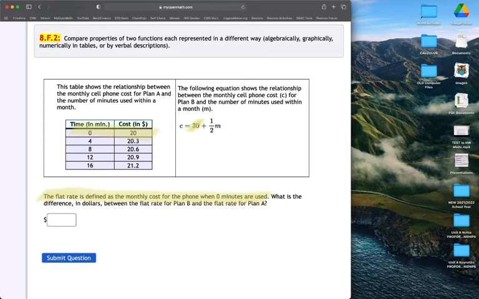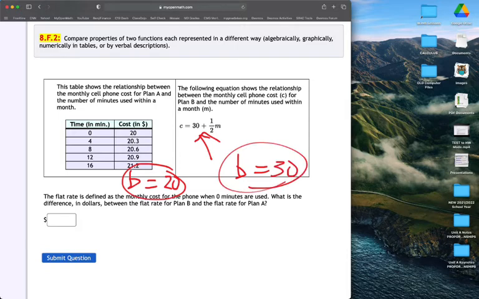So the question is, what is the difference? In other words, we need to take those two values and we need to subtract them. So once again, the initial value in the table is b equals 20. From the context, it is b equals 30. And the difference between those two would, of course, be 30 minus 20, and that would be 10.